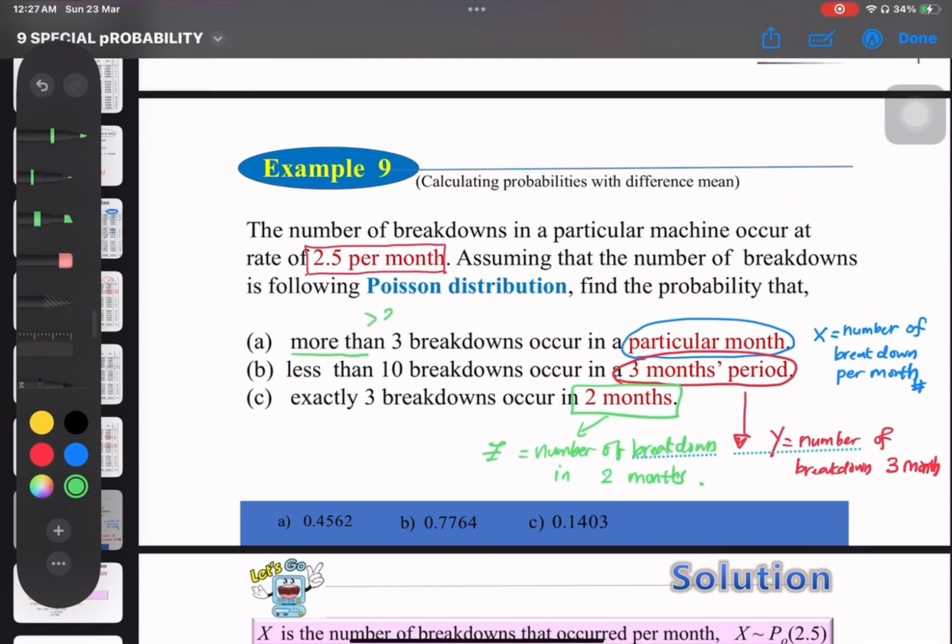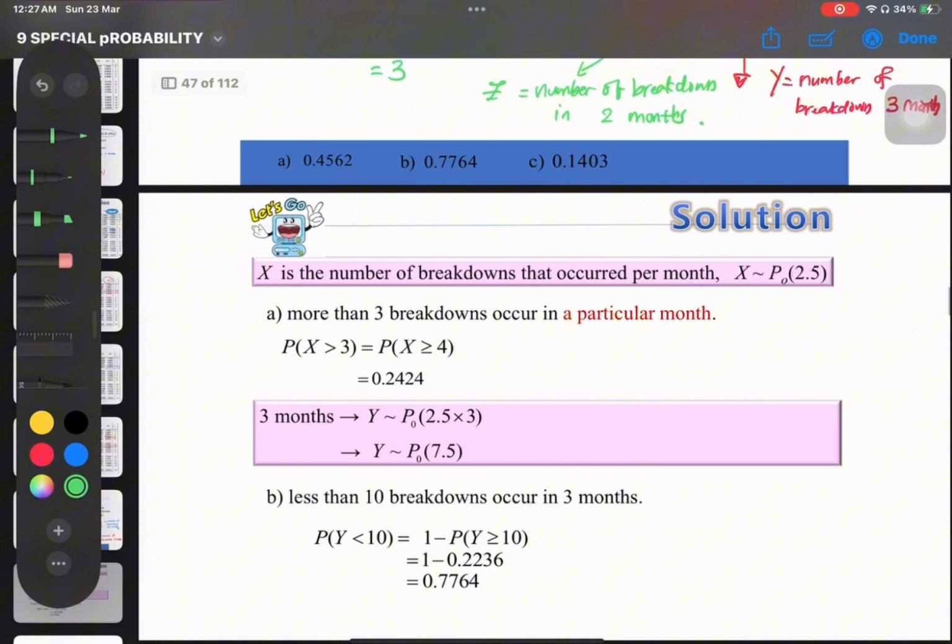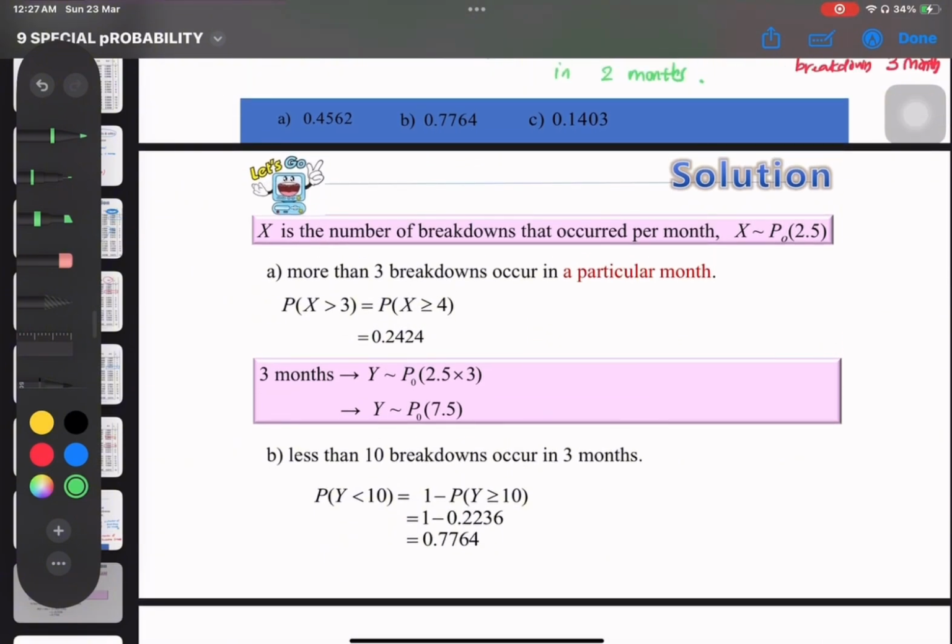For more than, we use the symbol of greater than 3, for less than, we use the symbol of less than 10, and for exactly 3, we use equals to 3. X is the number of breakdowns per month, that's why it's 2.5. However, Y is for 3 months, so we multiply it by 3, and that's why we get 7.5.